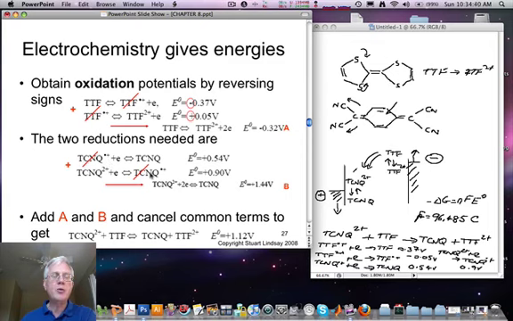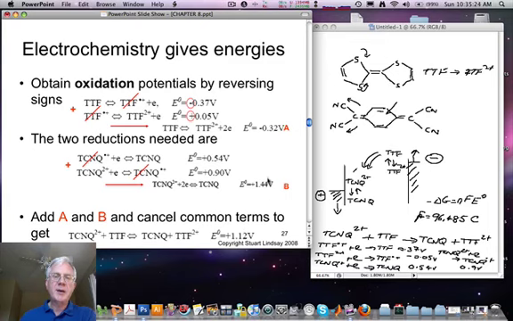We can add these two reactions together and cancel the components that are in common on the left and the right, since they contribute the same amount to the free energy. So we cancel the TCNQ+ on both sides, and we have this overall reaction here, TCNQ2+ plus 2e goes to TCNQ. Finally, we can add reaction A and reaction B and cancel the common term, which is the 2e on the left and the right, and we're left with the overall desired reaction, TCNQ2+ plus TTF goes to TCNQ plus TTF2+.